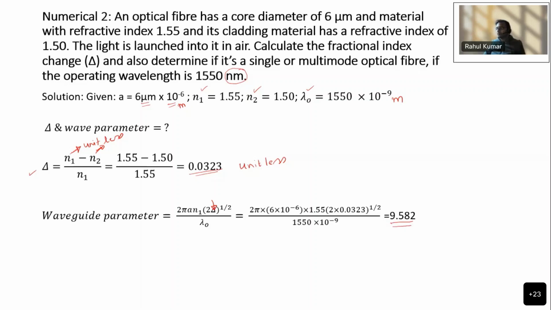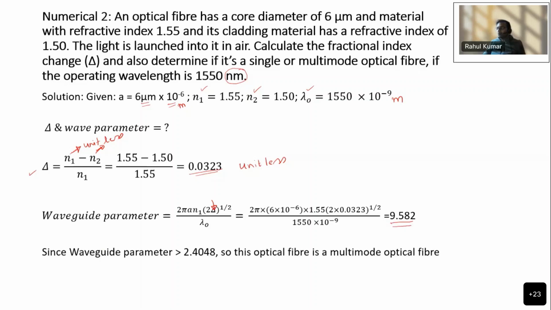So wave parameter, it comes out to be 9.58, right? And since we have to decide if it is a single mode or multi-mode, so this waveguide parameter, it is greater than 2.4048. So it is a multi-mode fiber, multi-mode optical fiber. Okay, so similar type of questions you can practice. I think some of them I've mentioned in the tutorial. Okay, so you can try out those questions.